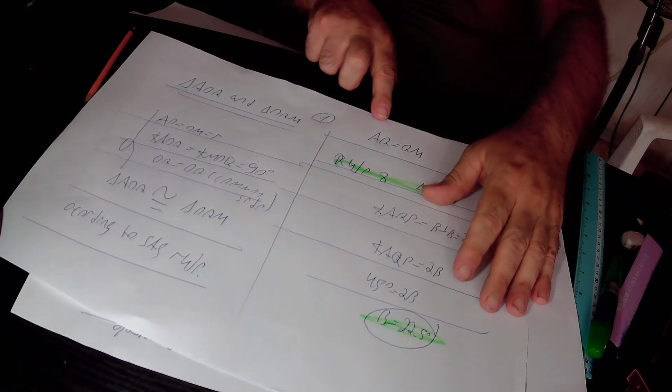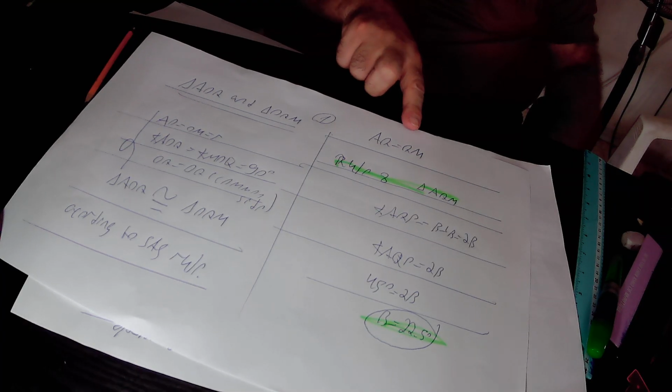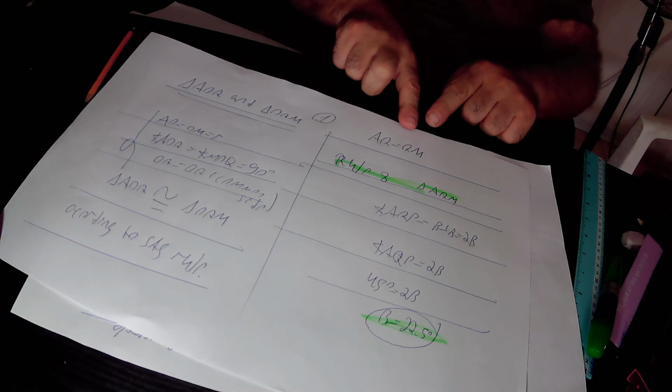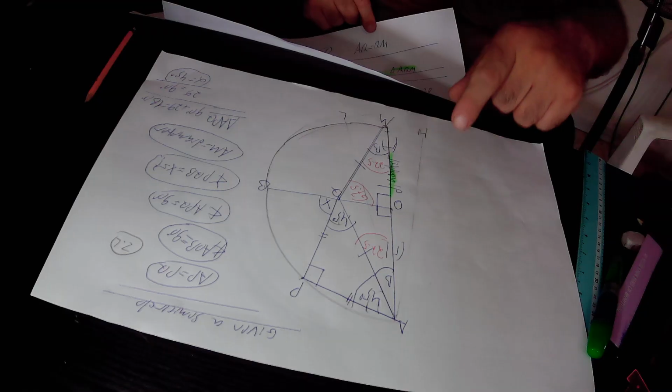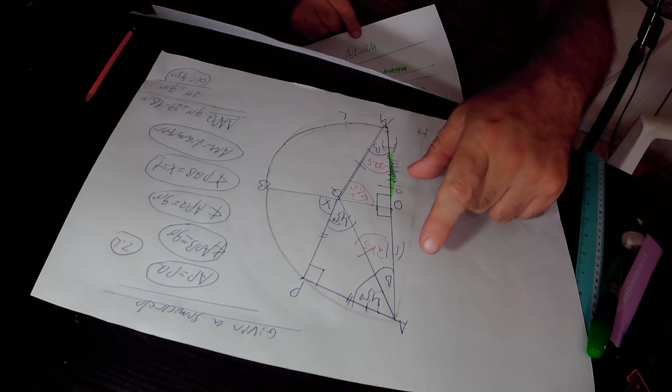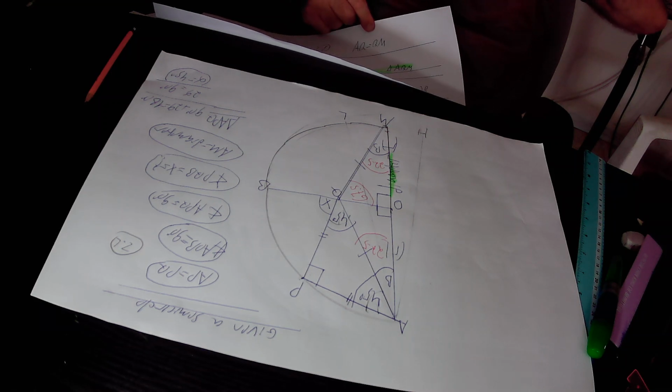Side AQ of the right triangle AOQ is equal to side QM of the right triangle OQM. AQ equals QM according to the rule that corresponding sides in congruent triangles are equal to each other. Those two triangles are congruent, and therefore the two corresponding sides, that is to say AQ and QM, must also be equal to each other in their lengths.